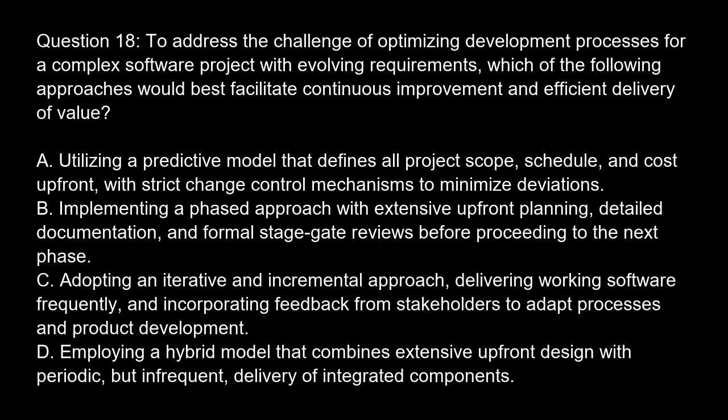Utilizing a predictive model that defines all project scope, schedule, and cost upfront, with strict change control mechanisms to minimize deviations. Option B, implementing a phased approach with extensive upfront planning, detailed documentation, and formal stage gate reviews before proceeding to the next phase. Option C, adopting an iterative and incremental approach, delivering working software frequently, and incorporating feedback from stakeholders to adapt processes and product development. Option D, employing a hybrid model that combines extensive upfront design with periodic, but infrequent, delivery of integrated components.